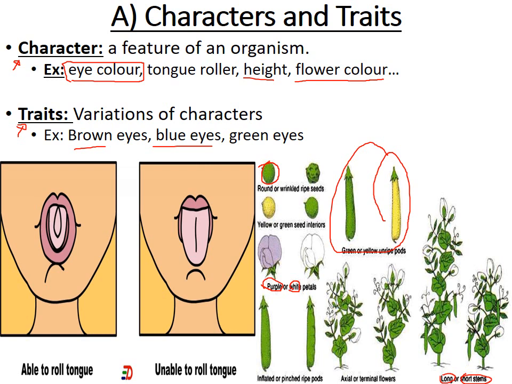Believe it or not, ability to roll tongue is something that's actually determined genetically. So some of you who can't roll your tongue, like this one here, who can't roll their tongue, it's because you don't have the proper genes to do it. Whereas those who can roll their tongue, they have the genes that give them the characteristics and the proteins necessary to allow them to roll their tongue.